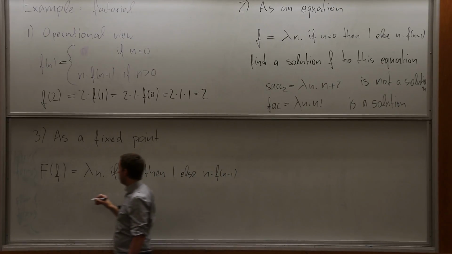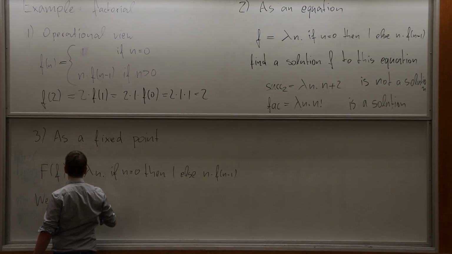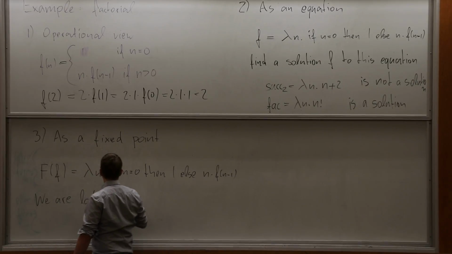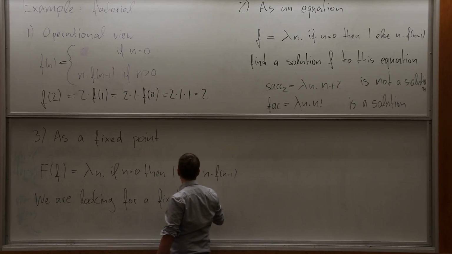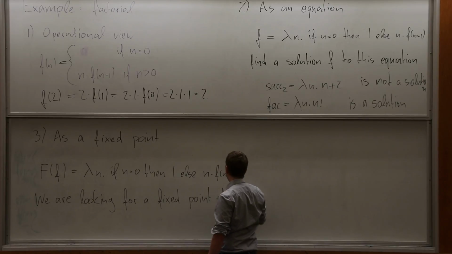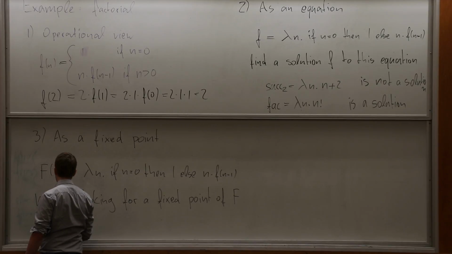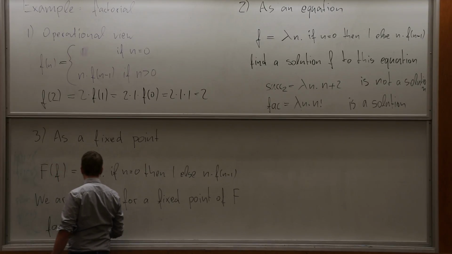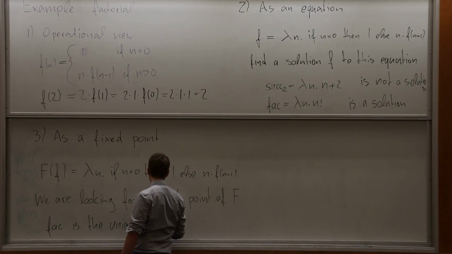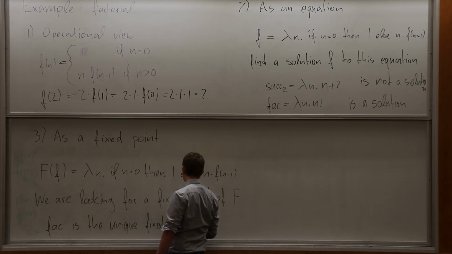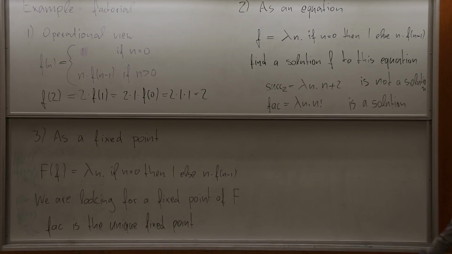And then the point of view is, we are looking for a fixed point of big F. And factorial is the unique fixed point. So this is something you could prove, but we're not going to get into that.